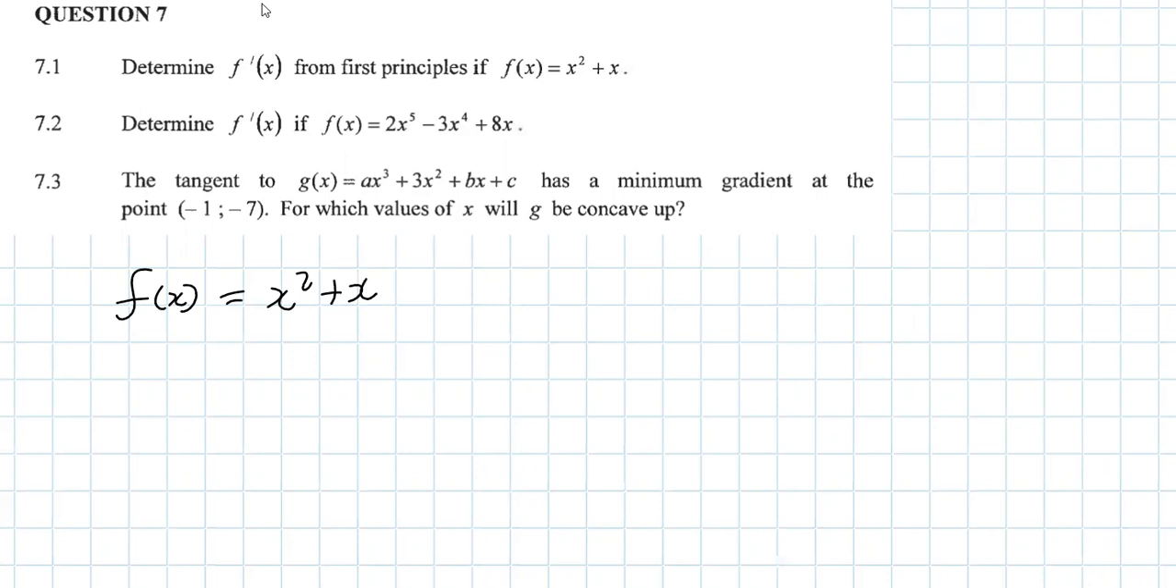So we know if we check this using the power rule that our f dash of x is going to be 2x plus 1. So we can use this just as a reference. So this is not for marks. We can use that as a reference. If we don't get that as the answer, then something's gone wrong.